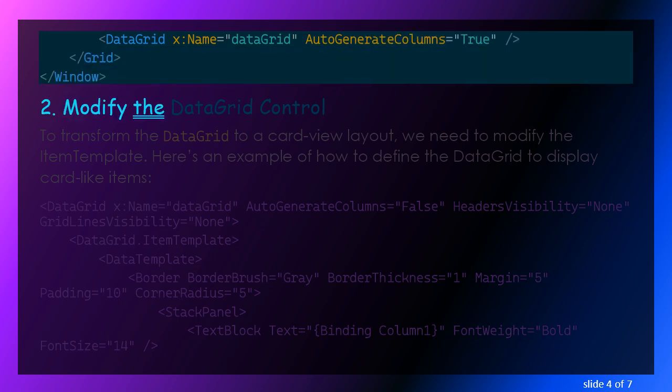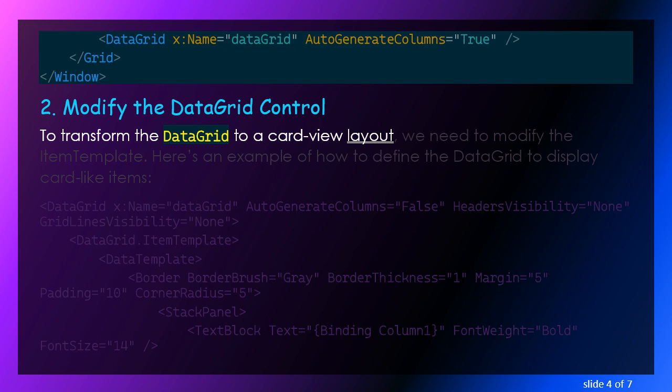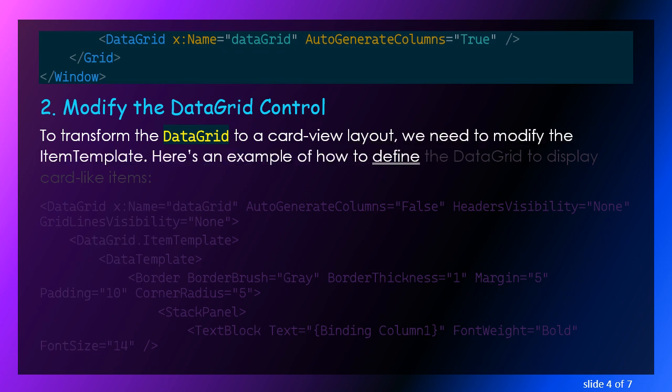2. Modify the DataGrid control. To transform the DataGrid to a card view layout, we need to modify the item template. Here's an example of how to define the DataGrid to display card-like items.